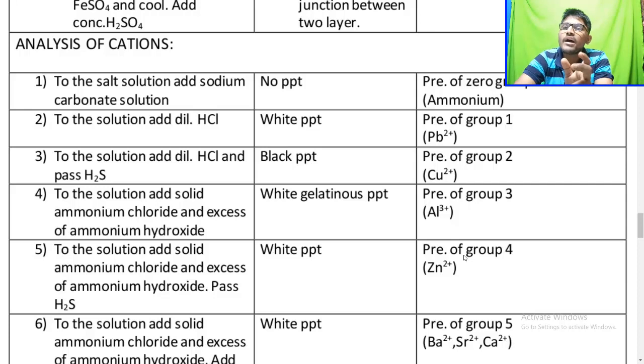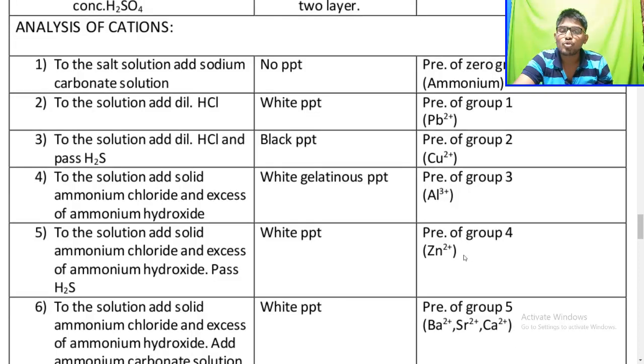So don't refer directly to these notes, you have to add one thing: heat the solution, after that pass H2S, and then you will get a black PPT, and you can say Cu2+. But if you have already performed the number 2 test, then you have to heat it up and then get into the number 3 test, group 3 test.